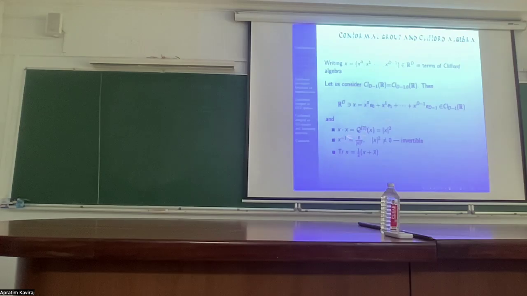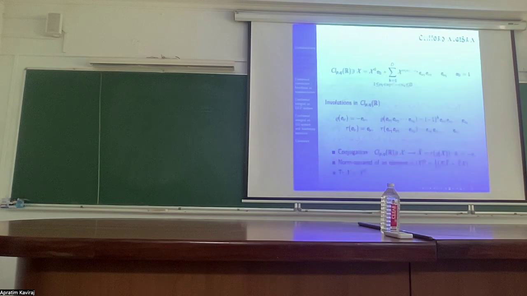So this inverse is x bar divided by the norm squared, for vectors for which the norm is non-zero, and these are called invertible elements. And the trace is clearly, like in the previous case, half of x plus x bar. That's essentially because for x plus x bar, the bars give minus signs, everything will cancel, only this will remain.